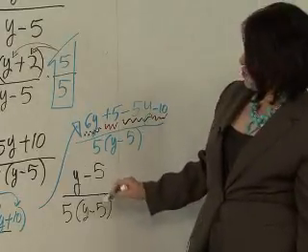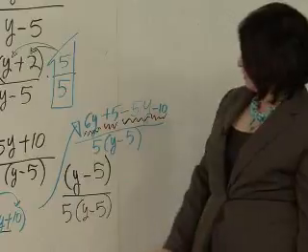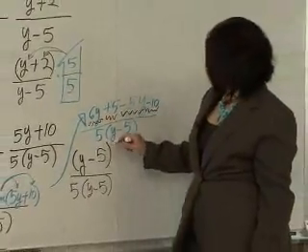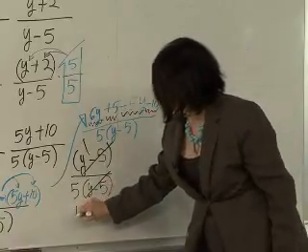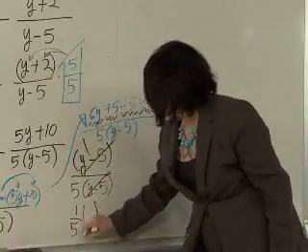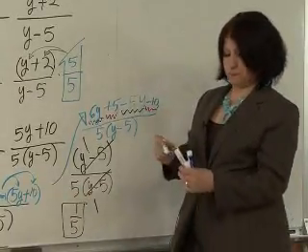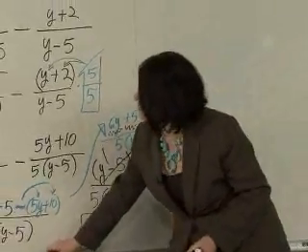And I have to check and see if I can reduce. I see that I have y minus 5 on top, y minus 5 on the bottom. There it goes to 1, so I reduce that to 1. So I have 1 on top, 5 on the bottom, and that makes my simplified answer 1/5. All right, I'm going to take another example.